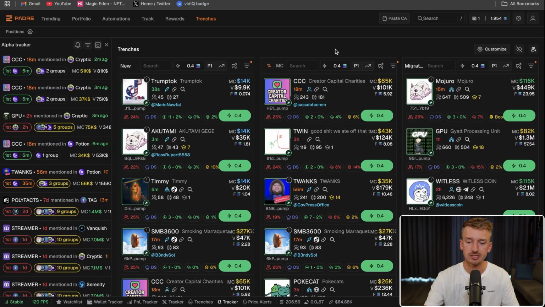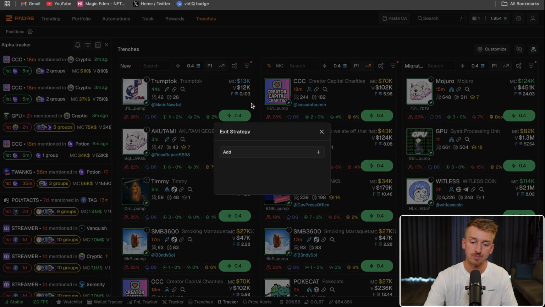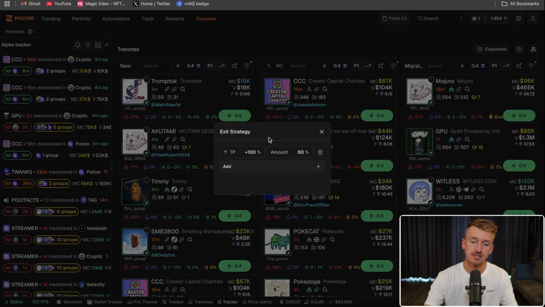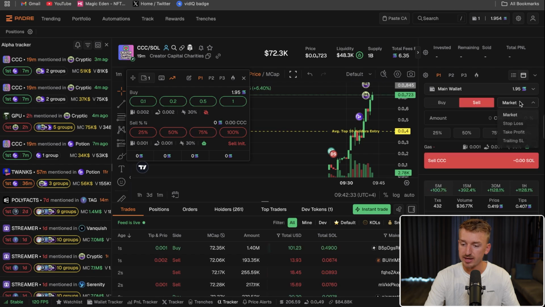Now, another Padre feature that I like using sometimes, I don't use it all the time, but that is this arrow right here, which is an exit strategy. So this basically is just an automated exit strategy that gets added into any token you trade in the specific section. So what I've been using sometimes is to sell 60% at 100% gain. It just makes it automatic, makes it so I can't get too greedy when trading. Automatically sells 60% of my position at 100% gain. Make sure I exit with some profits no matter what happens.